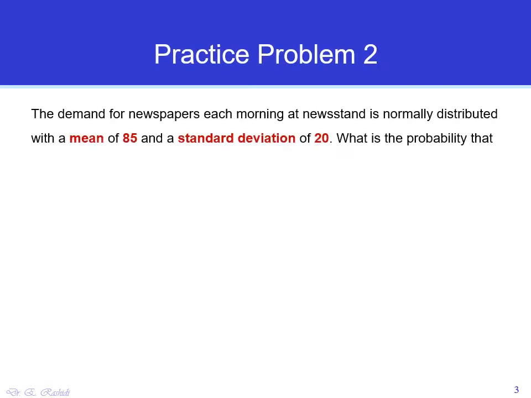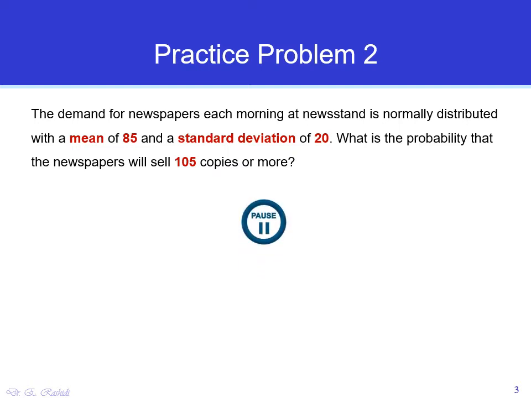Next practice problem. The demand for newspapers each morning at the newsstand is normally distributed with a mean of 85 newspapers and a standard deviation of 20 newspapers. What is the probability that the newspapers will sell 105 copies or more? So please pause, work on this problem, think about it and try to solve it, and then come back to see the solution.